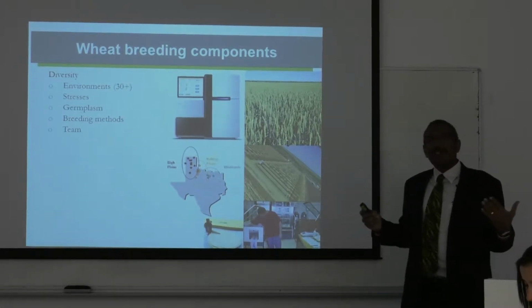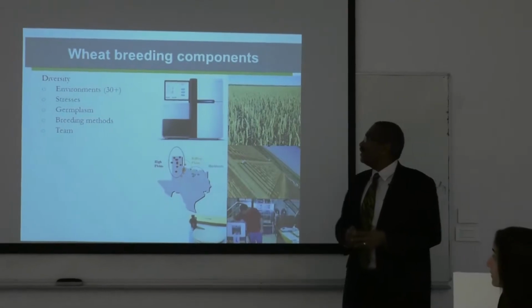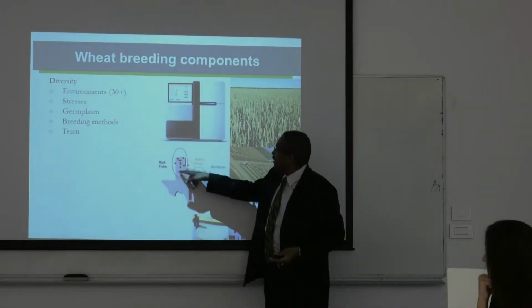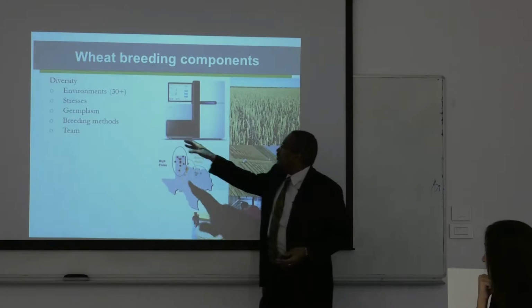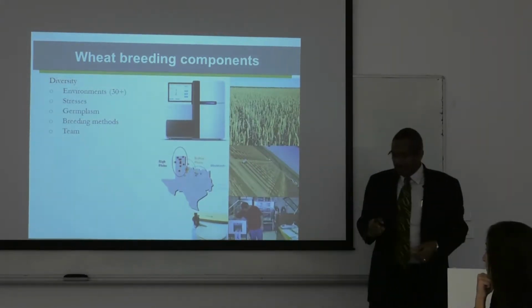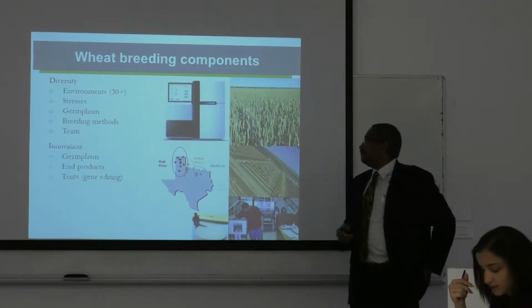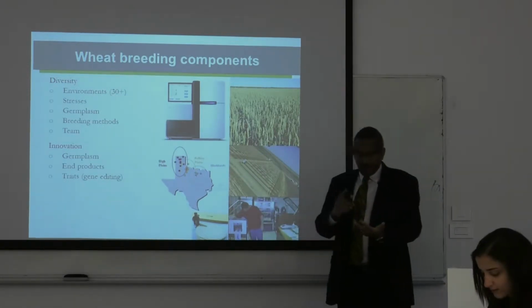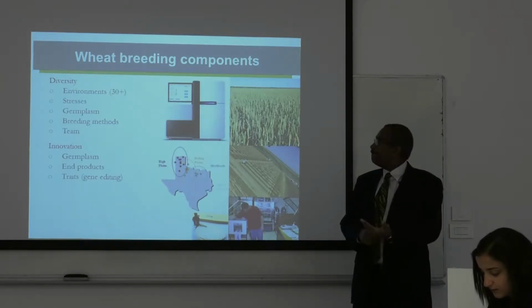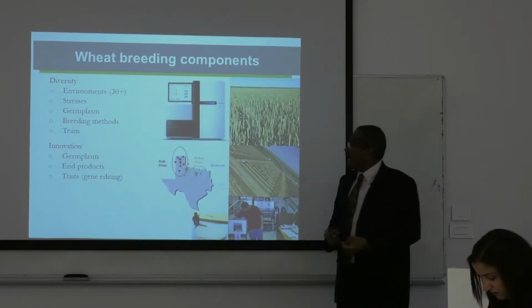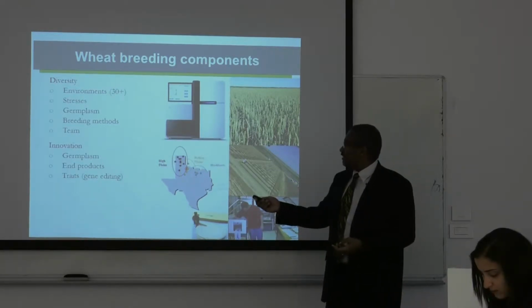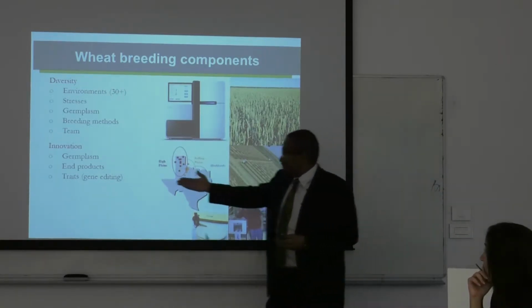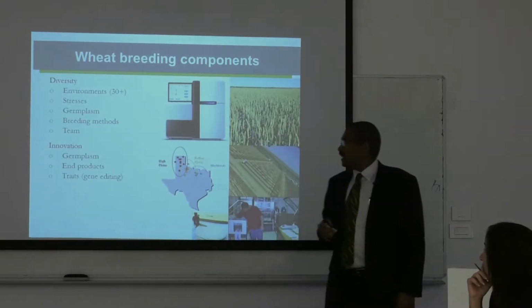So this is my idea about a successful wheat breeding program. What do you need to have? You need to have diversity in terms of climates. And in Texas, we do testing in about 30 locations where we have yield trials. You need to have stresses, and we have abundant of that. You need to have diverse germplasm, breeding methods, and a diverse team. In terms of innovation, you also need to have germplasm, because we breed for bread quality, but also for flat bread and tortilla type breads. And then also you need to have some innovation in terms of how to bring in genetic diversity into the germplasm. We use gene editing, and I'm going to give you an example of that.